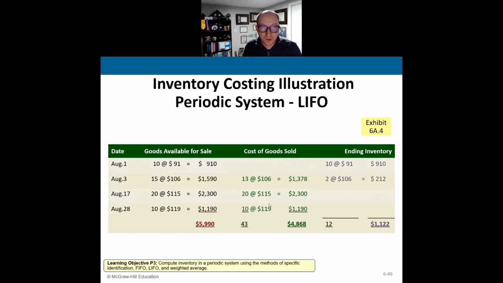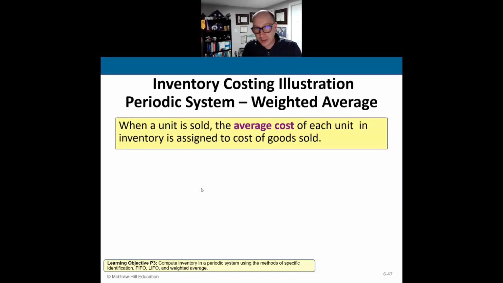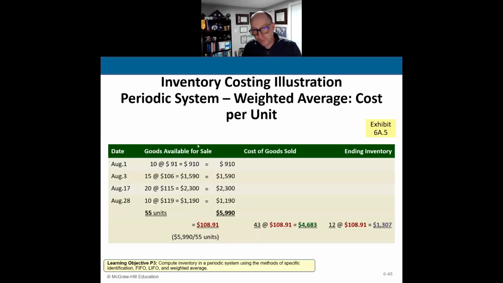And the same for last in, first out. The difference, of course, is that the ending inventory differs between first in, first out and last in, first out for the periodic inventory system. And weighted average is probably going to be the easiest one when it comes to the periodic system. All you're doing here is taking all of your purchases and dividing by the number of units to get the average cost per unit.